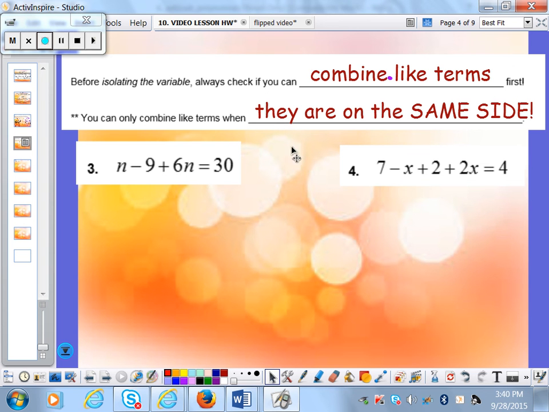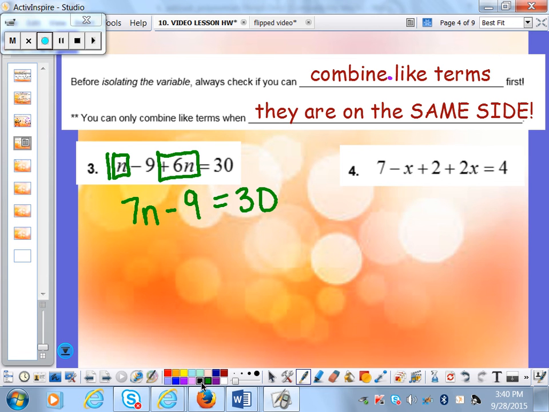So number 3. My variable here is the letter n. I have 1n here and positive 6n over here. They are on the same side of the equal sign. I combine them. A 1n plus a 6n is 7n. Bring down my minus 9 equals 30. Now we have a 2-step equation.